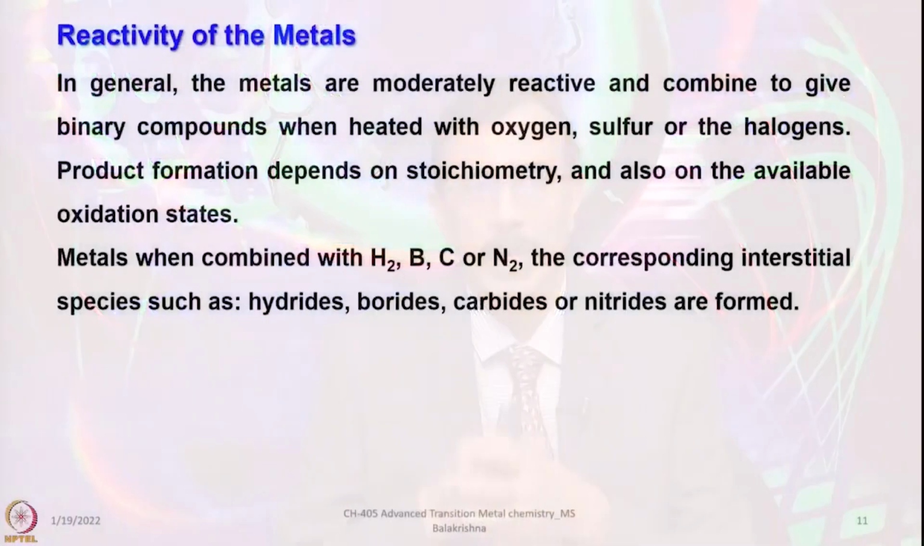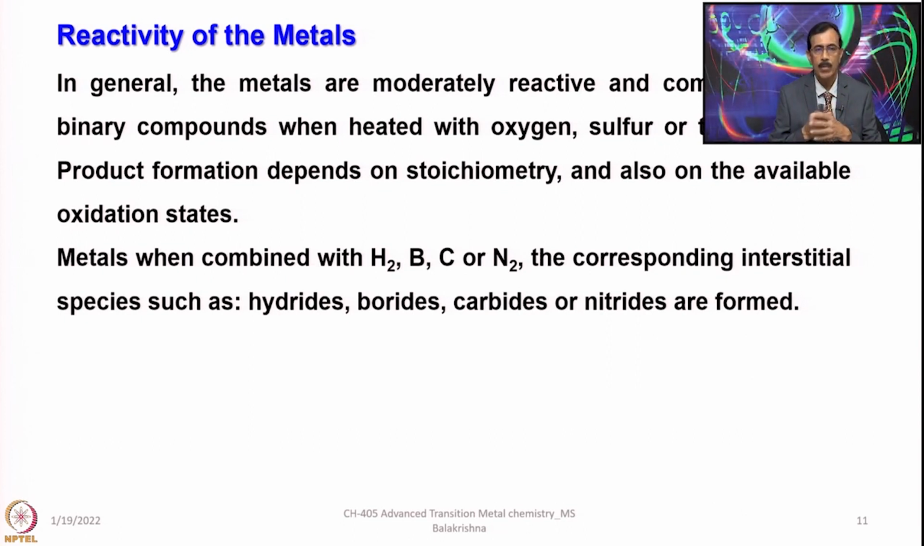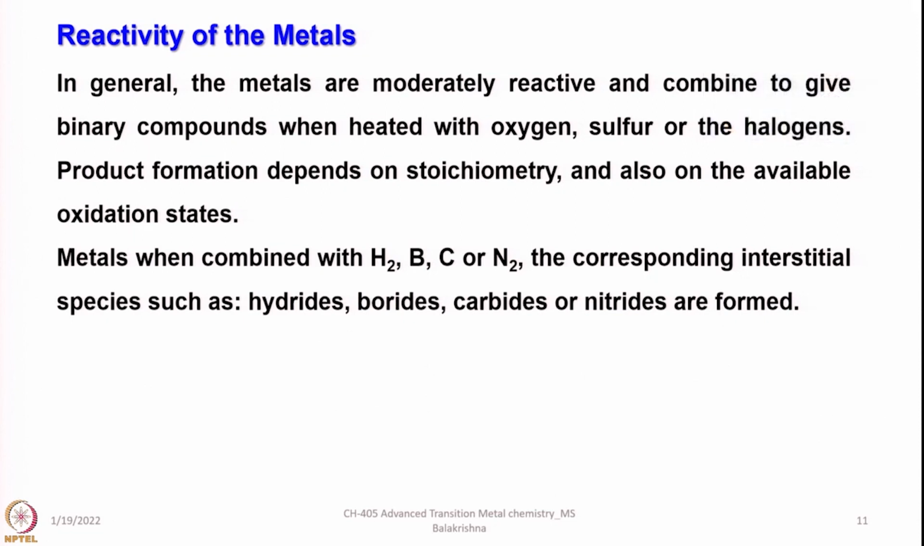Let us look into the reactivity of the metals. In general, the metals are moderately reactive and combine to give binary compounds when heated with oxygen, sulfur or halogens, and product formation depends on stoichiometry and also the oxidation state of the metal we are considering. For example, when you treat transition metals with hydrogen, boron, carbon or nitrogen, the corresponding interstitial species such as hydrides, borides, carbides or nitrides are formed. For example, we take osmium here and treat with 2 molecules of oxygen at high temperature, then it can form osmium tetroxide, and of course here the osmium oxidation state is +8.